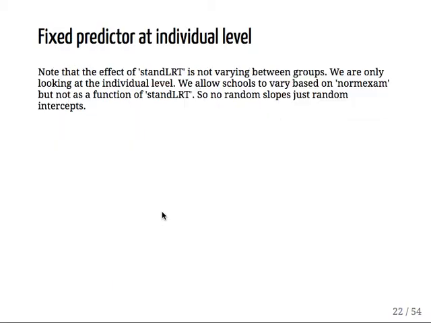Okay, so now we're going to build up our model. We build a null model with nothing in it, just a random intercept for school to account for the fact they came from different schools. Now we're going to add our fixed effects to see if we can improve. Stand LRT is not varying between groups. We are only looking at the individual level. So we allow the schools to vary based on norm exam, but not as a function of stand LRT. Stand LRT is at the individual level, and there's no variation at the school level.